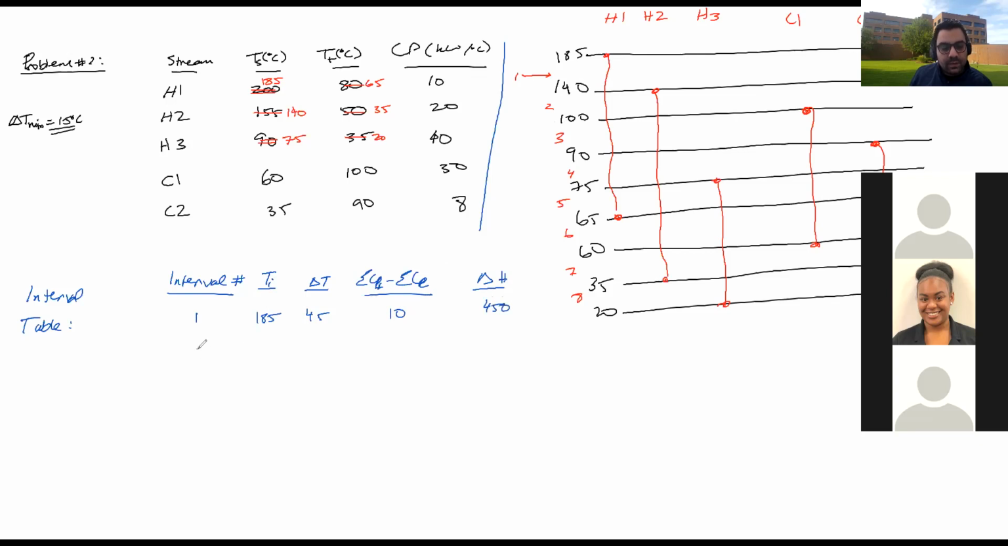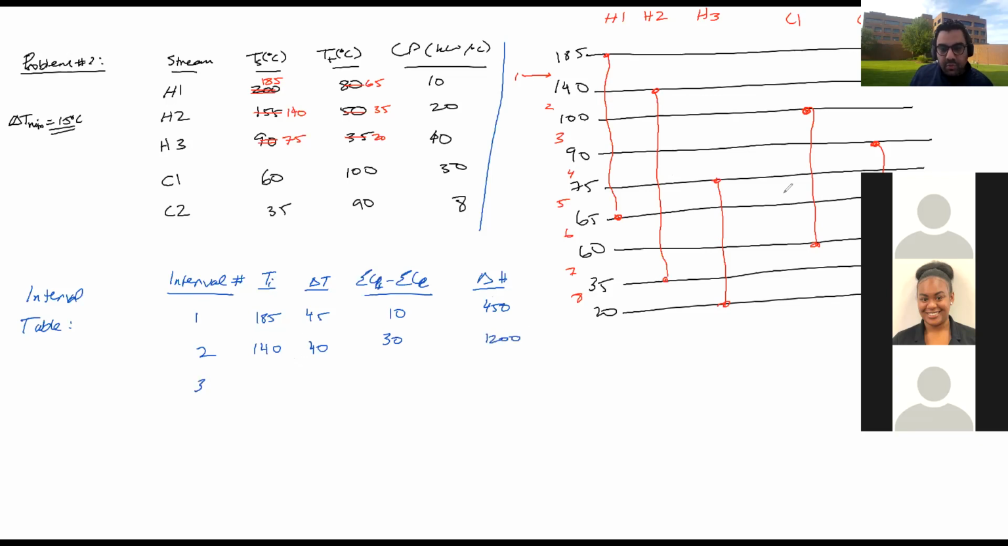Okay. Interval 2. Initial temperature is 140. Delta T is 40. Summation of Cp hot minus summation of Cp cold. I have two hot streams, H1 and H2. So this is 10 plus 20. So this is 30. And the delta H is 30 multiplied by 40. It's 1200.